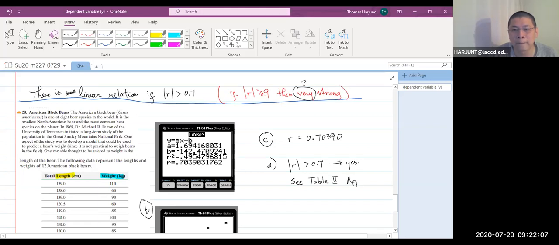Appendix 8. When I say yes here, I didn't look at the table. But my guess is it's yes because it's more than 0.7. But let me make sure that they're not supposed to give you that kind of answer. Where is the table? There are so many tables here. How many data? 12. So 12, yeah, 0.576 is the critical value.